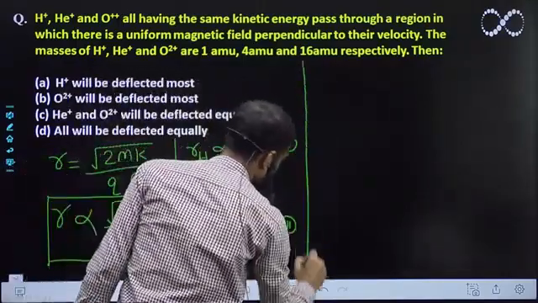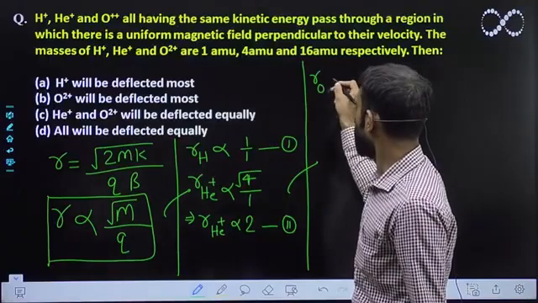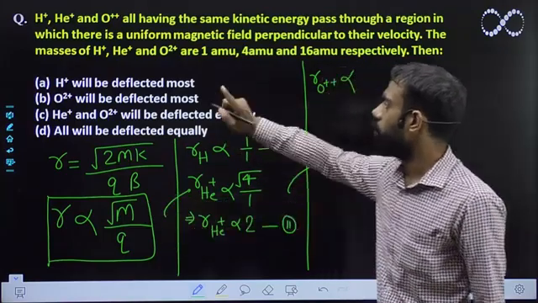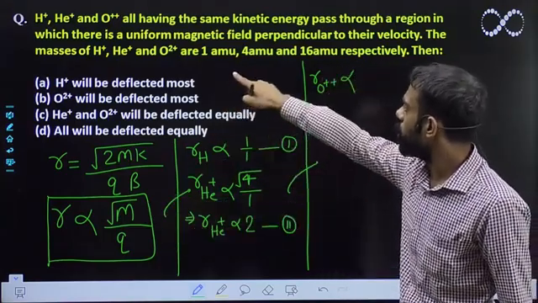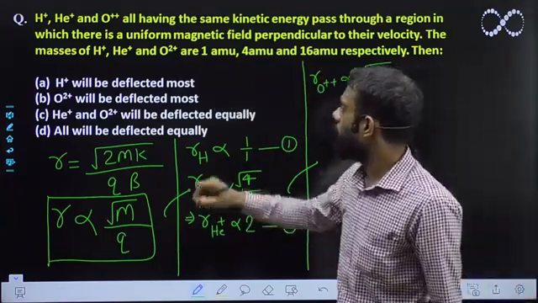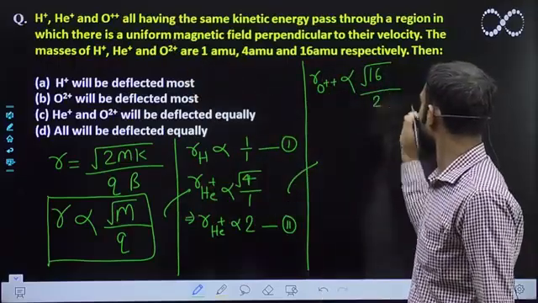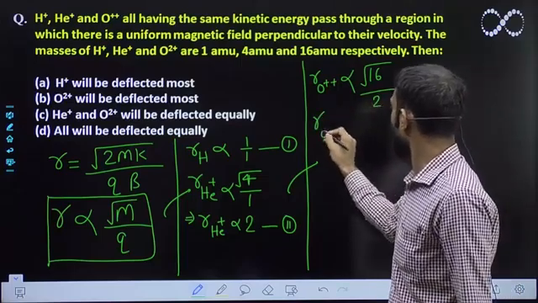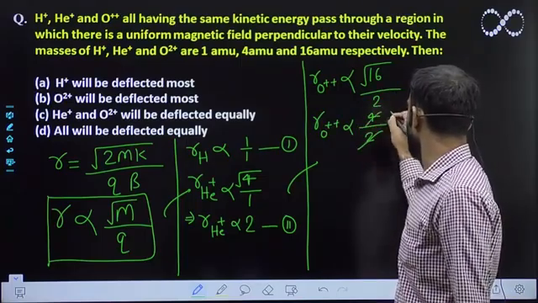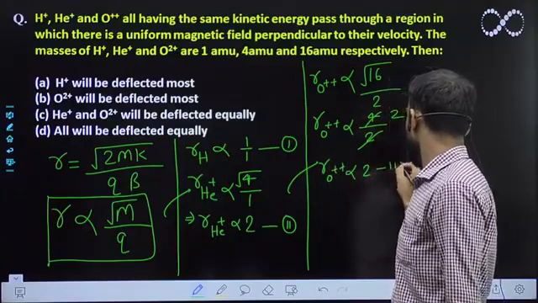Let us make another equation. Now I will talk about the radius of oxygen. It is directly proportional to once again root m upon q. The mass of oxygen is 16, so this becomes root 16 upon q. The charge of oxygen is plus 2, so I take 2. So the radius of O plus plus is directly proportional to 4 upon 2, that becomes 2 only. So the radius of oxygen plus plus is directly proportional to 2. Let us call this equation 3.